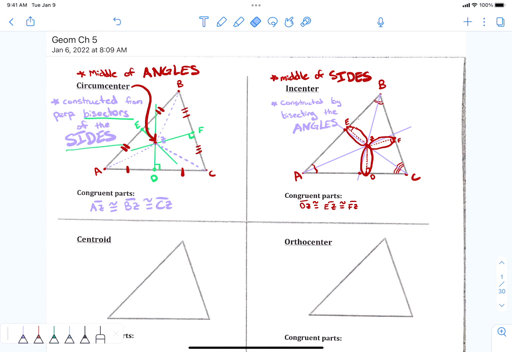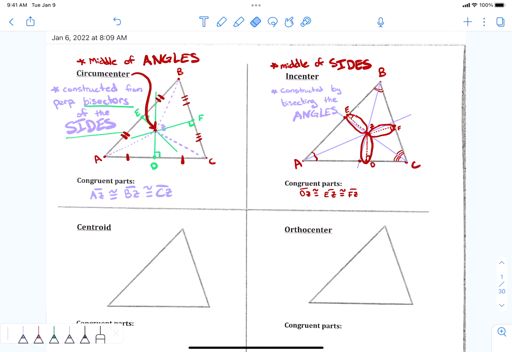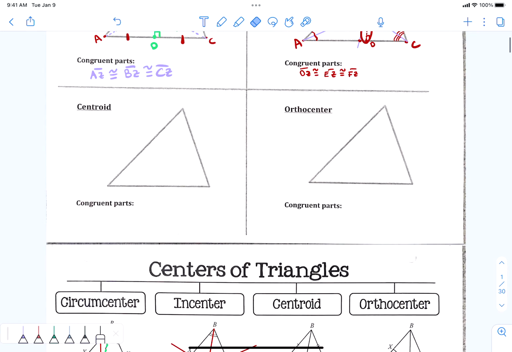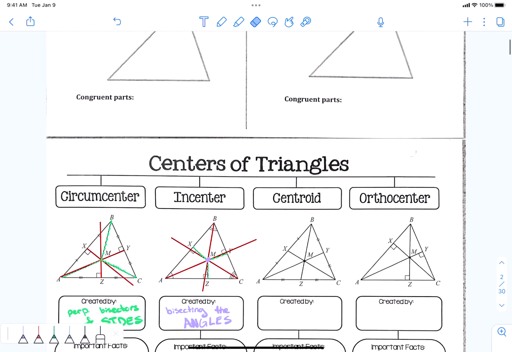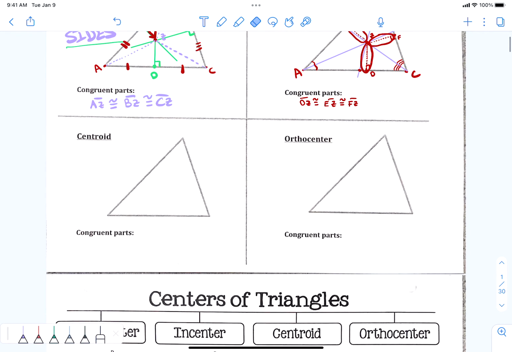All right, hello, Luke. So we have a couple different papers that we're going to fill out. We're going to fill out the bottom two boxes here. We're going to fill out the back side, and then we're going to do section 5.2 notes all the way through that, okay? So, 5.2, you guys should have the top two boxes filled out. We're going to start with centroid, orthocenter, and then we'll go back to the notes, okay?